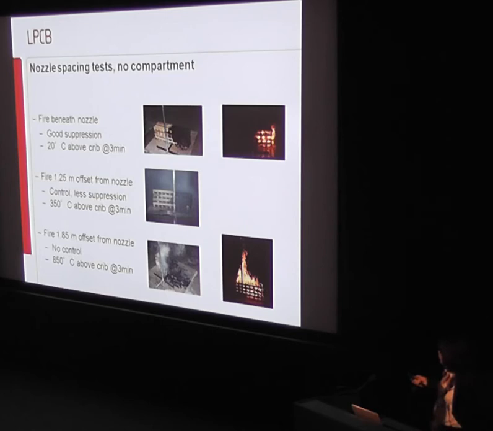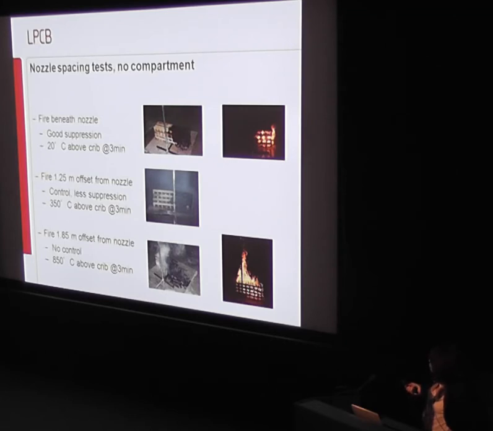So this is a test, just to give you a feel. This is a wood crib test where the wood crib is placed directly under the water mist system. With water mist, as I showed you, it's a neat column of water, and so you'd expect the water to be delivered well into that area. So we've got very good control, well, really we've got extinguishment, and we measured the temperature above the crib, and also at the ceiling, which was 2.5 metres up. So with directly under the crib, we've got very good control.